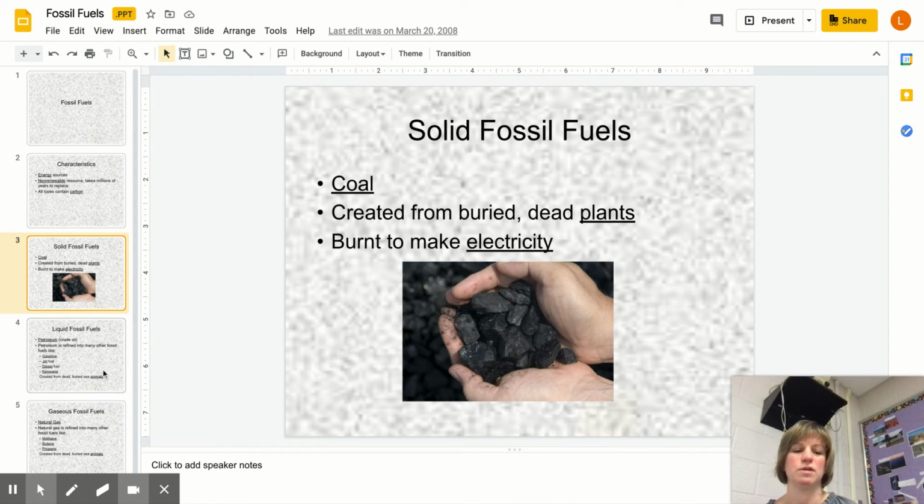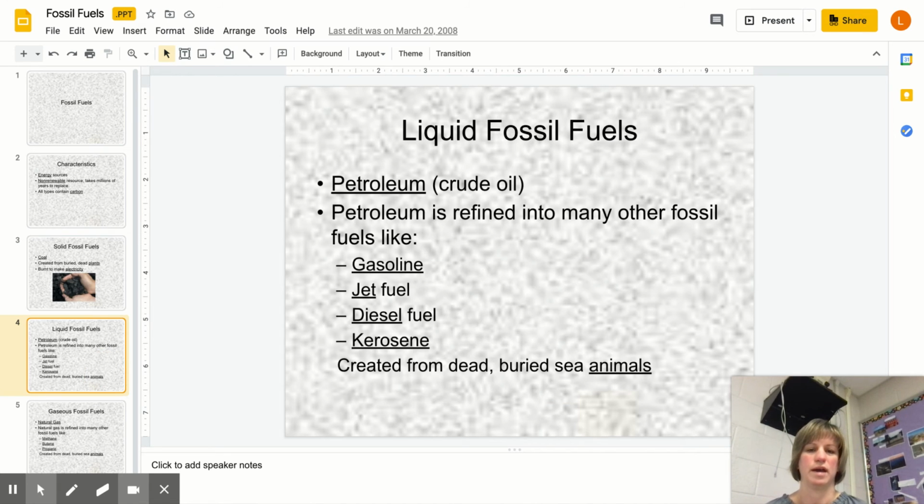Okay, now here's where it gets a little tricky, right? There's one solid fossil fuel, we call it coal. Okay, look at this list. So liquid fossil fuels are different. So you maybe have heard this term right here, petroleum.